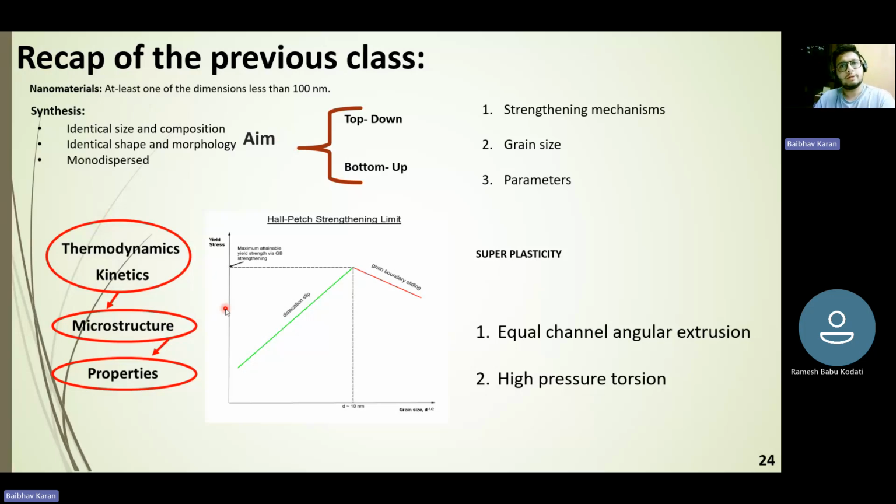Below 1 micron, a different type of phenomenon comes into play. That is grain boundary sliding. And due to this grain boundary sliding, the grain boundary strengthening which was observed there is not observed in the case of particles with grain size less than 1 micrometer.